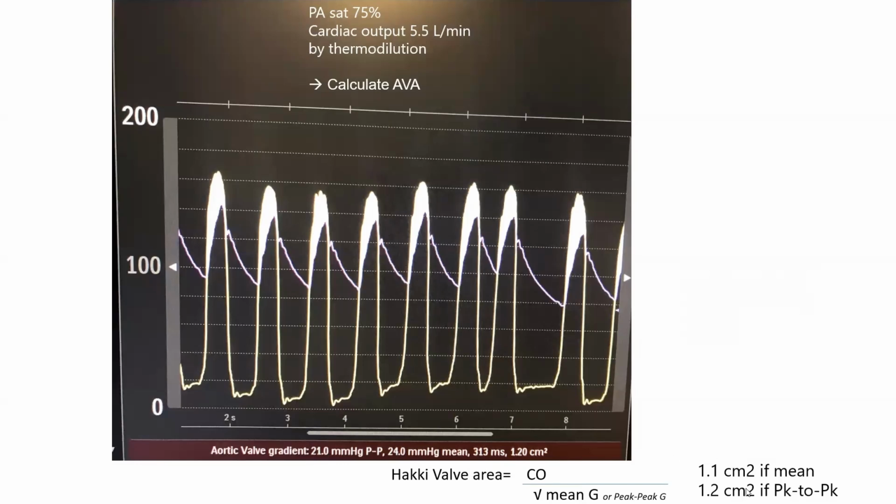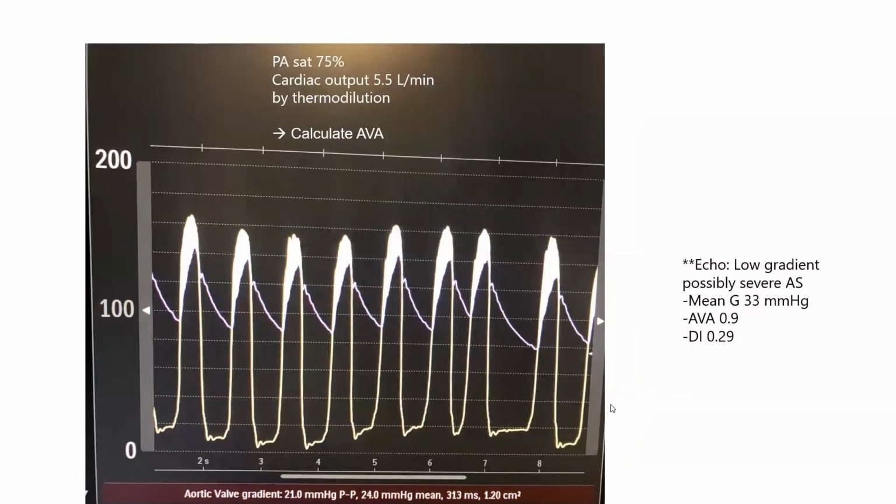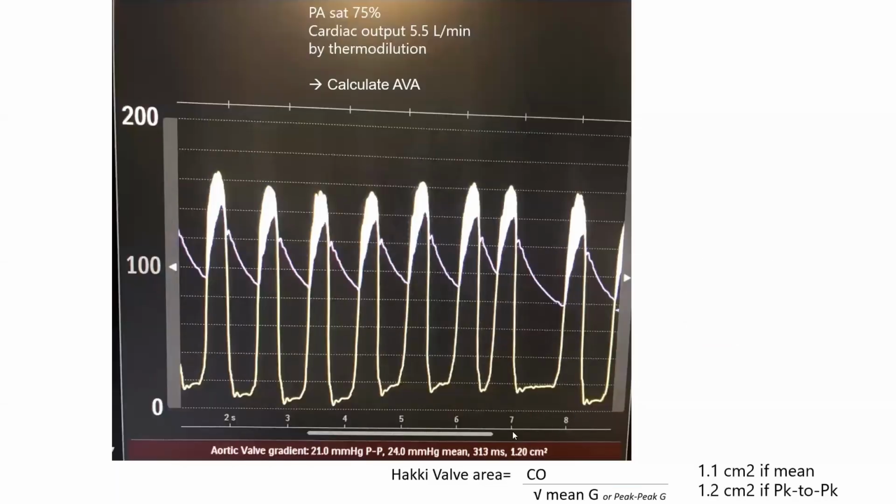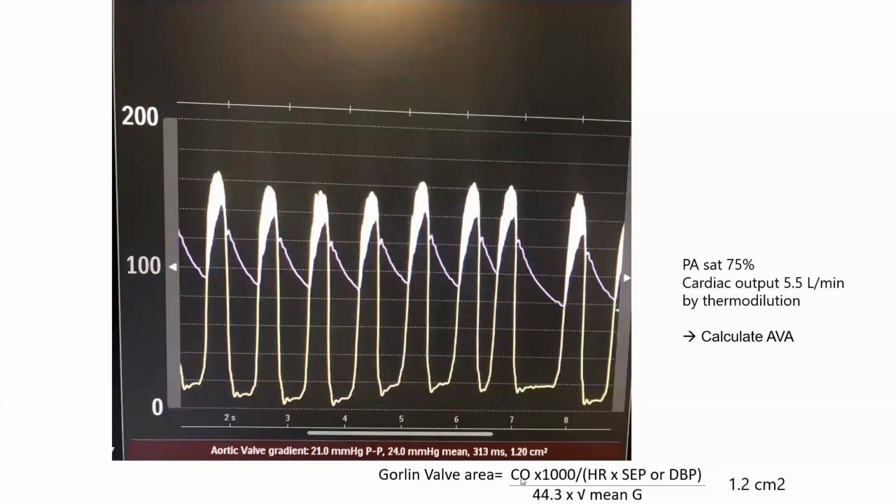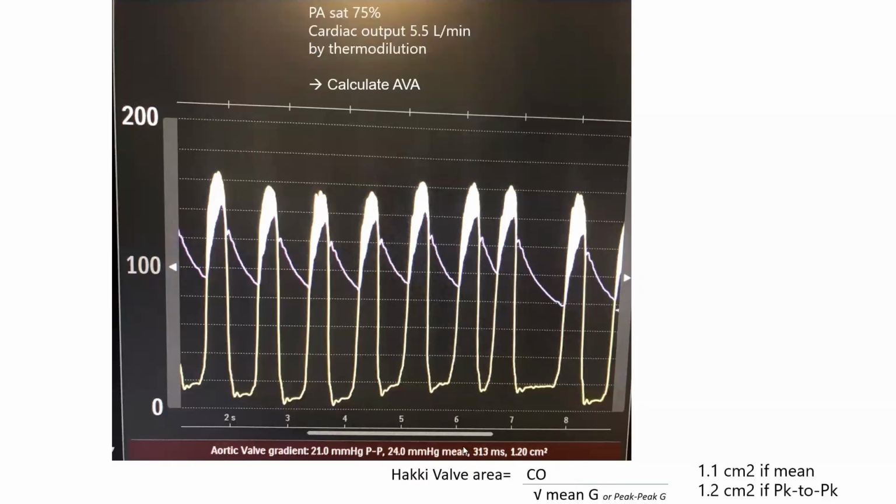So it's not severe AS by valve area. So the echo underestimated the valve area. And you can do the Gorlin equation. You need to know the Gorlin equation. But again, remember the big picture. Hakki is simplified just for you to understand the concept. It's cardiac output divided by square root of gradient.